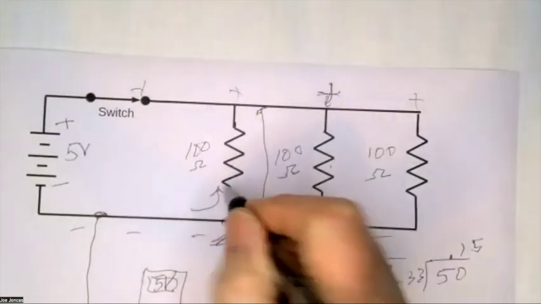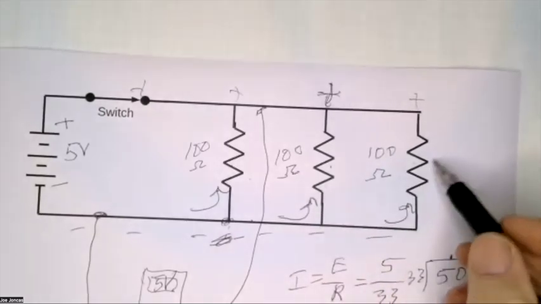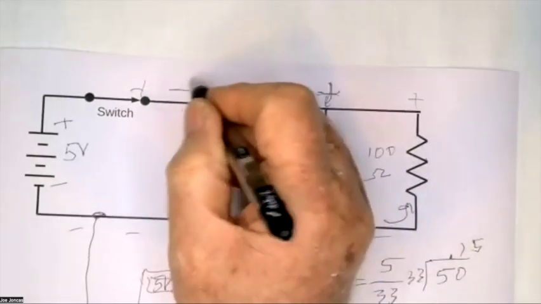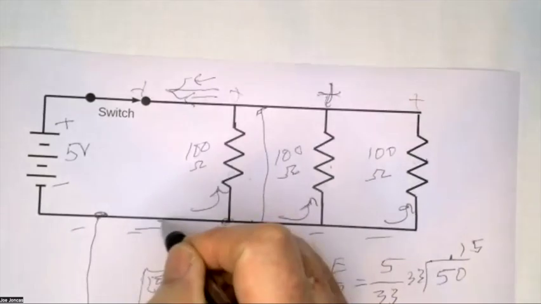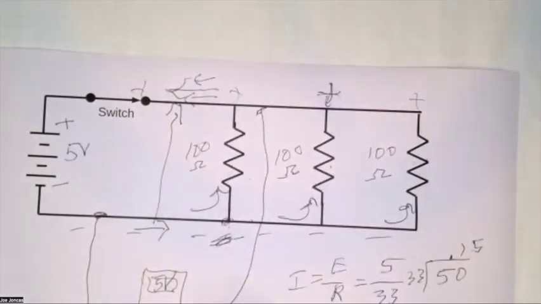Current goes this way, and this way, according to whatever the resistor is. And then they all combine. And so the current that is here is the same as the current that's up there. And it divides in each one of these.